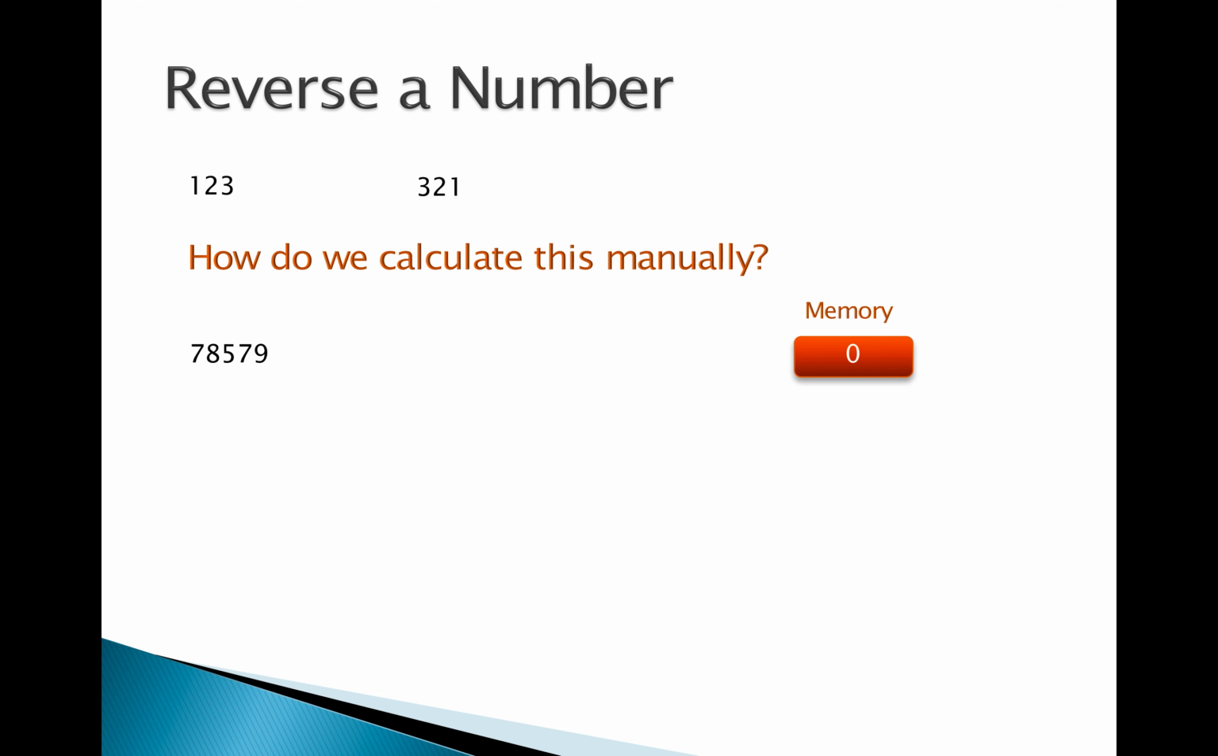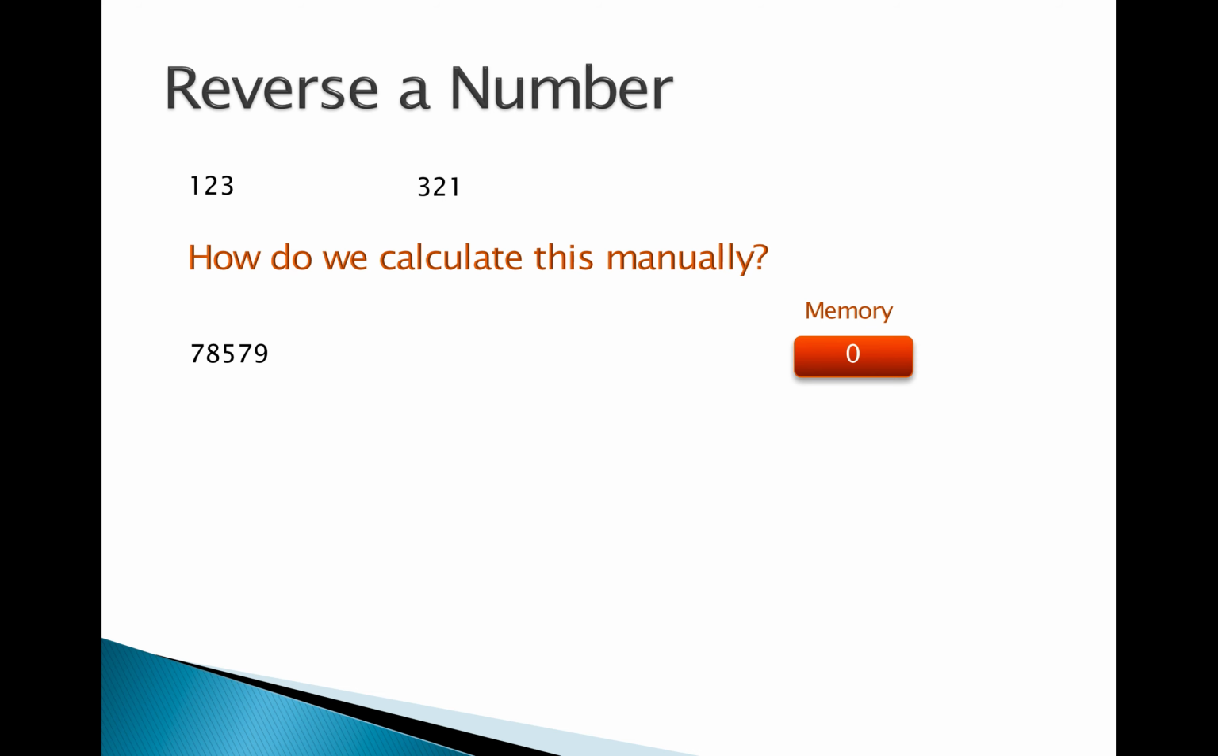So when I have 7, what I will do is I will make the last number move one step ahead and add 7 to it. Then I take 97, which will be in my memory, and then I will take the next number, which is 5, and then I move 97 one step further, and add the 5 to it, which will become 975. So that is the way we reverse the number in a manual way.